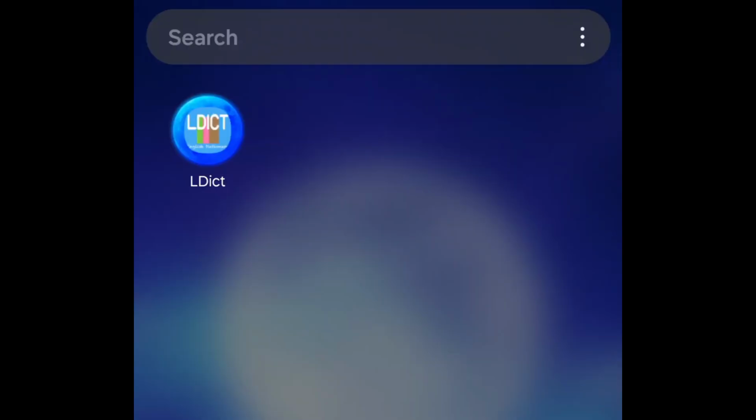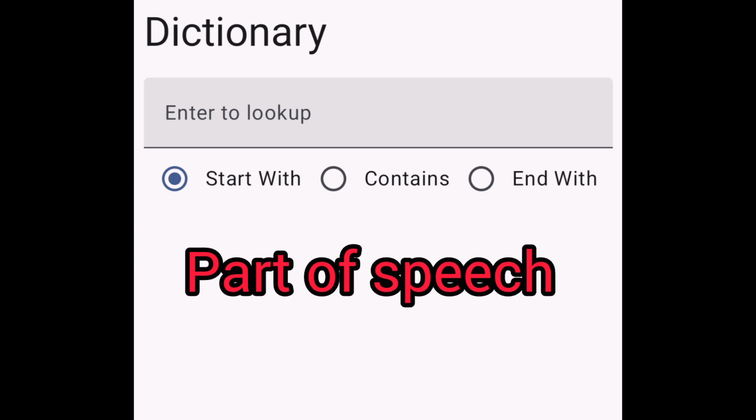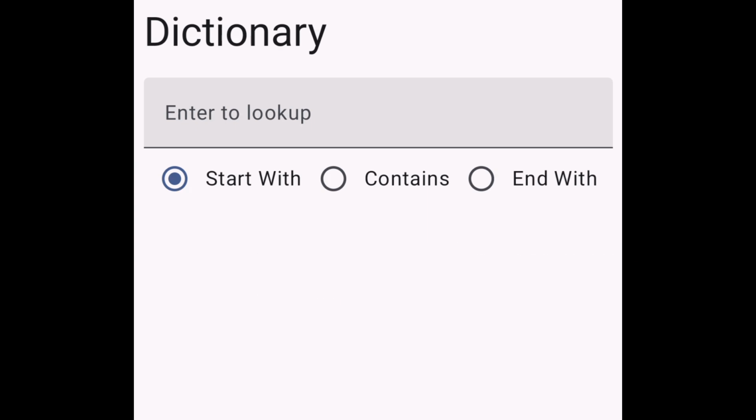Let's move on to the next step, checking the part of speech. The part of speech tells us whether a word is a noun, adjective, verb, adverb, or something else. This is extremely important because it helps students use words correctly in sentences.